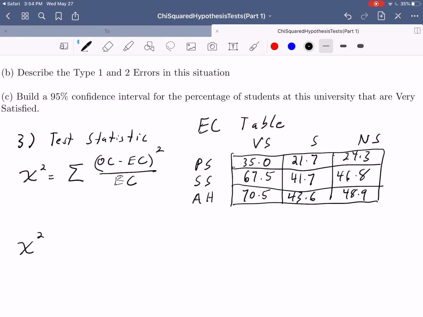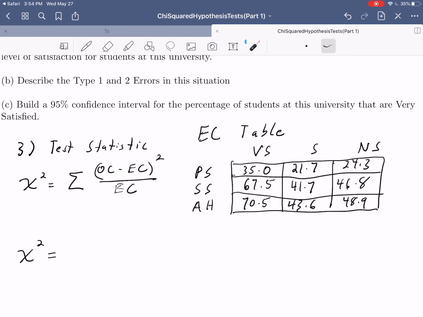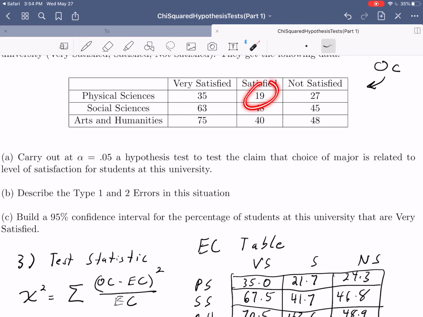So let's go ahead and actually start calculating. We're going to have to sum this up for every one of the instances in our table. There's 9 things in our table, so we're going to have 9 computations to do here. So the first one is that we observed 35 physical science majors who were very satisfied, and we expected to get 35. So our first computation would be 35 for the observed count minus 35.0 squared divided by the expected count, 35.0. Then we're going to add, and we're going to do that for this one.